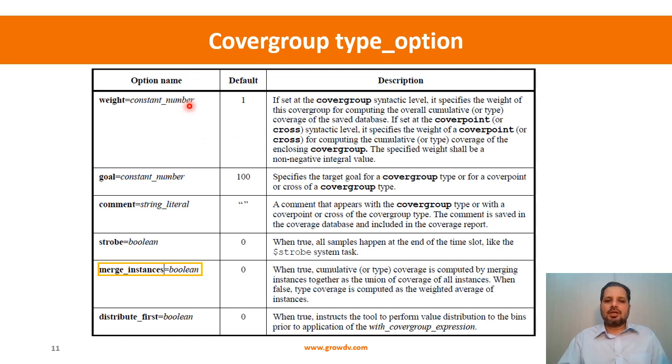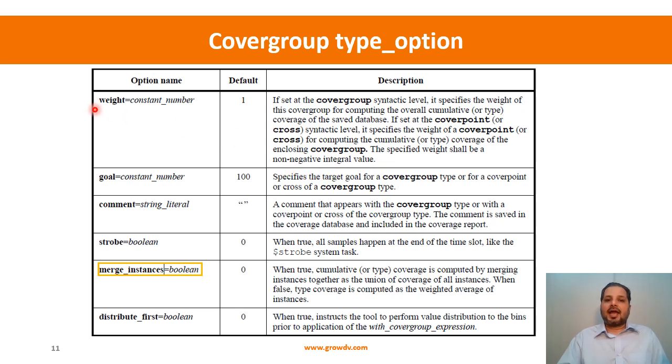So the various options that we can set under type option, the first one is weight. You can set an integral value. If set at the cover group syntactical level, so at the overall cover group as a whole, it specifies the weight of this cover group for computing the overall cumulative coverage of the saved database. If set for a cover point or a cross, then it specifies the weight of the cover point or the cross corresponding to the cumulative coverage of the enclosing cover group. The specified weight shall be a non-negative integral value.